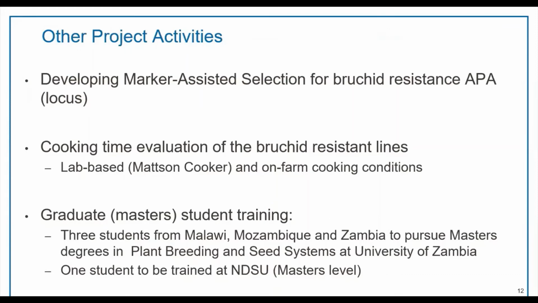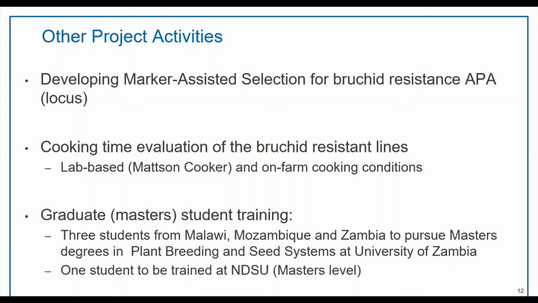So what I've been showing has been mainly what we've been doing on the breeding work. That's developing these breeding populations and also screening these materials to identify the lines that are resistant. But we also have other activities that I can give you an update on. Like I said, the other objective is to develop molecular tools that could bring about efficiency in our selection for Bruchid resistance. This work will be undertaken at NDSU, North Dakota State University.